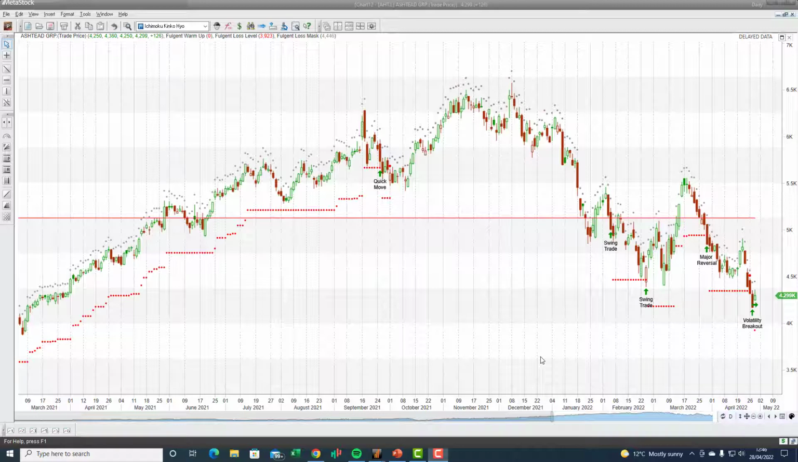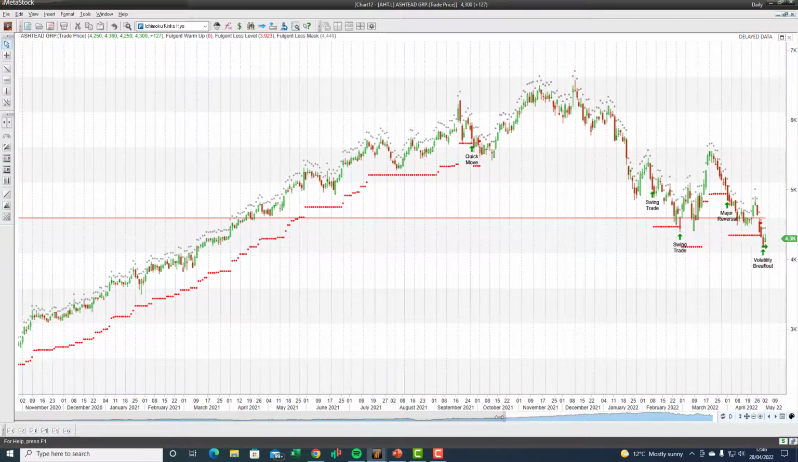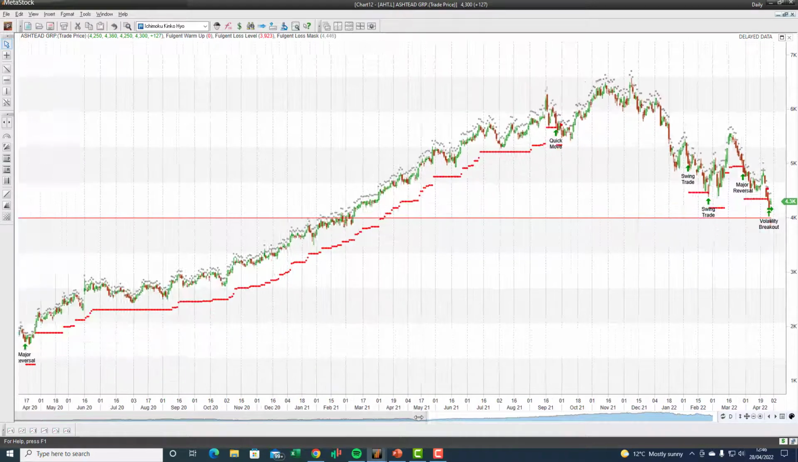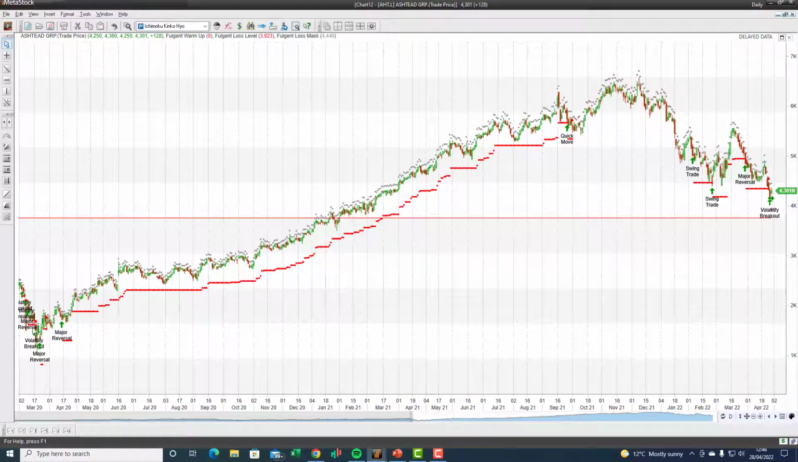ATH.L. We had a fantastic trade. Yeah, the last couple of months last year was particularly good. You can see this major market reversal back here in 2020 was a huge move, captured that entire move, and you can see how the AI did keep the trailing stop loss moving higher. There was a quick move there, and then the downside occurred. Now we have a volatility breakout on it now. Let's zoom in there.